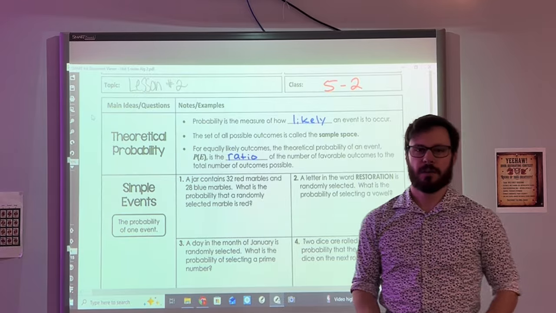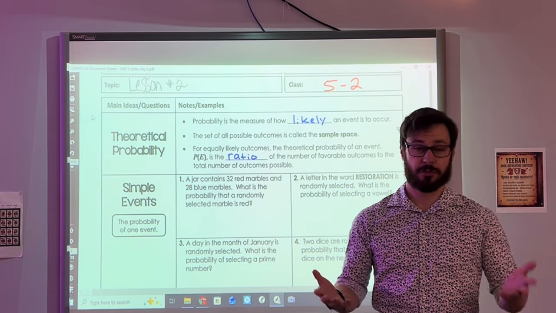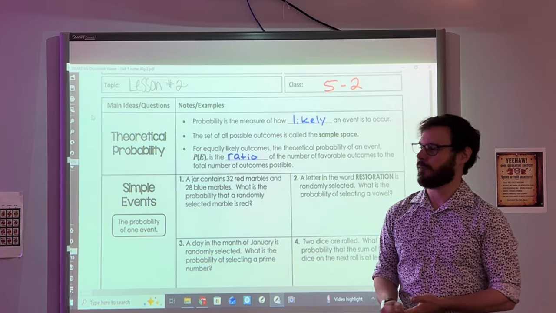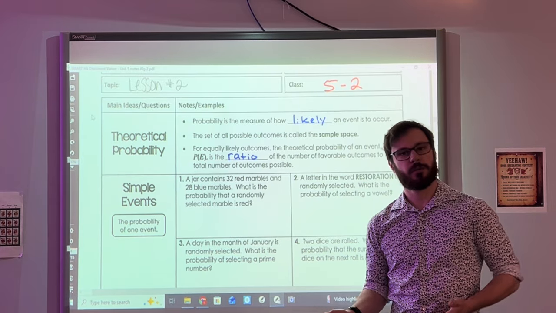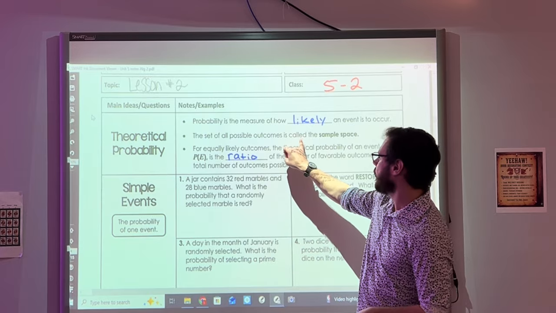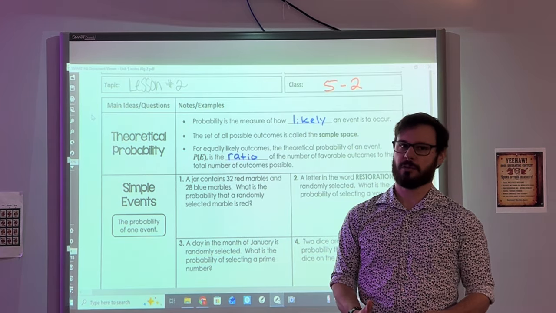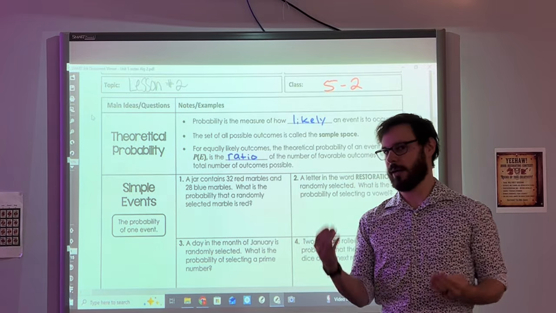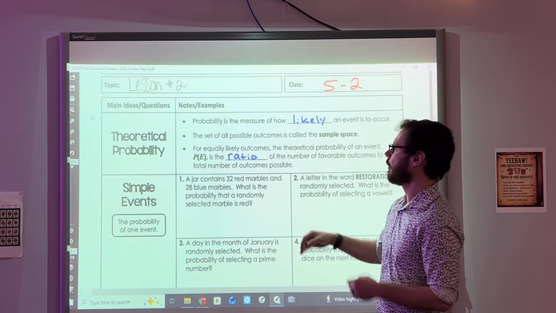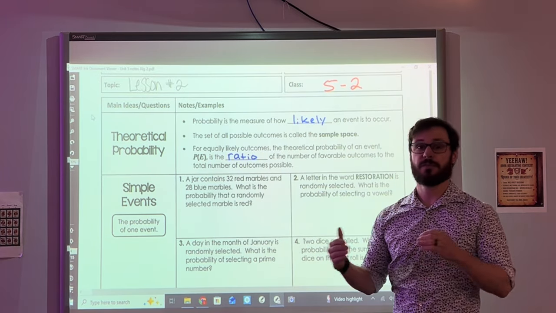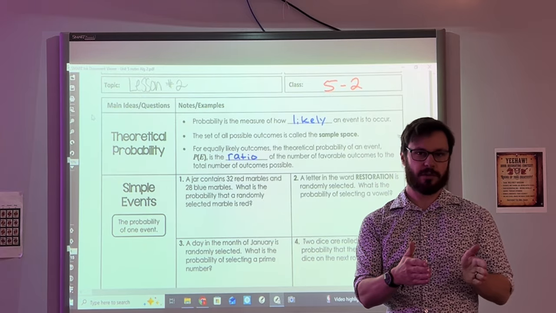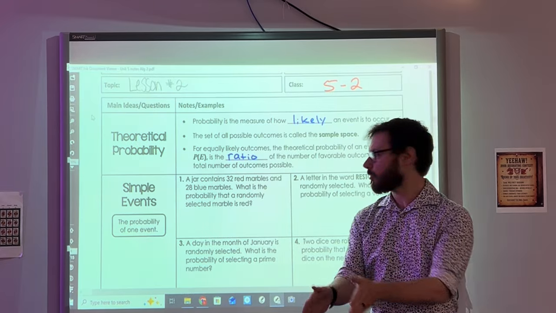Theoretical probability. If I flip a coin once, it's either heads or tails. It's only 2 options. That's my sample space, heads or tails. But theoretically, if I flip it twice, in a perfect world, one would be heads and one would be tails. The probability of how likely something is, it's 50-50. Half the time it's going to be heads, half the time it's going to be tails.